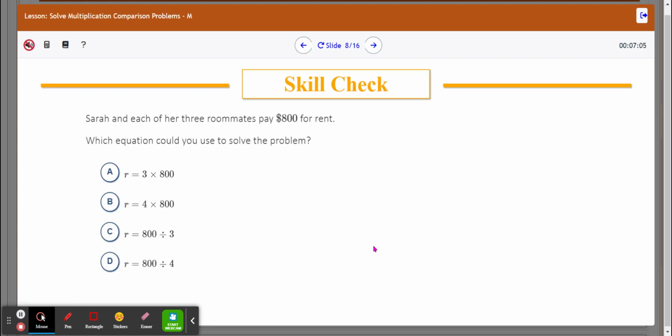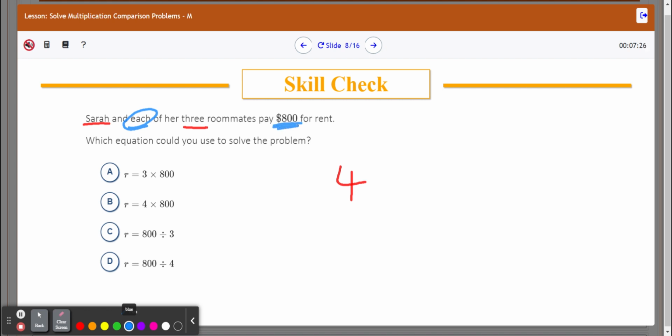It says Sarah and each of her three roommates pay $800 for rent. Which equation would you use to solve the problem? Okay, well, we've got Sarah and each of her three roommates. So that gives me four people. And how much do they pay? Well, they each pay $800.